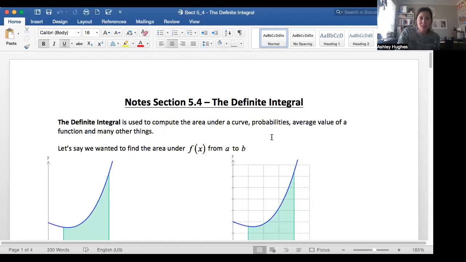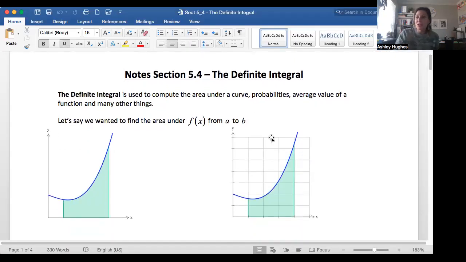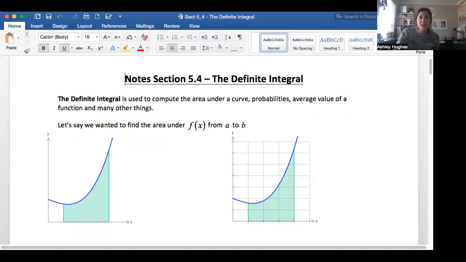All right, today we're going to go over section 5.4, which is the definite integral and its properties. So if you remember, we learned about the derivative and then we learned about its application. And now we're going to be learning about the antiderivative and its application.